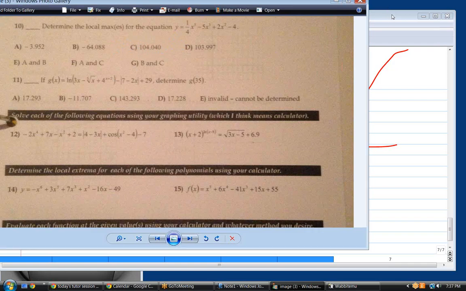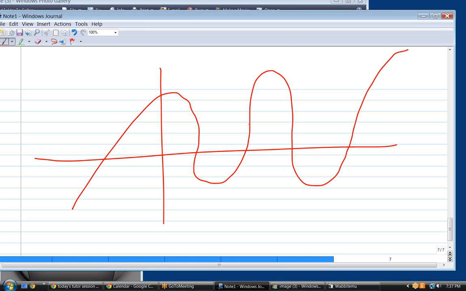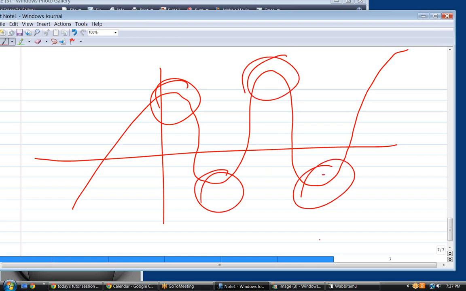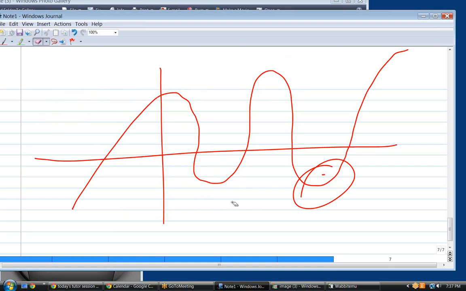So clearly they're talking about a function that does look something like this. Incidentally, a 5th degree polynomial can only have 4 extrema. There's an extrema, there's an extrema, there's an extrema, there's an extrema. A parabola, a 2nd degree quadratic, can only have 1 extrema, either up or down on a quadratic. So any polynomial can only have local extrema 1 less than the degree of the polynomial.